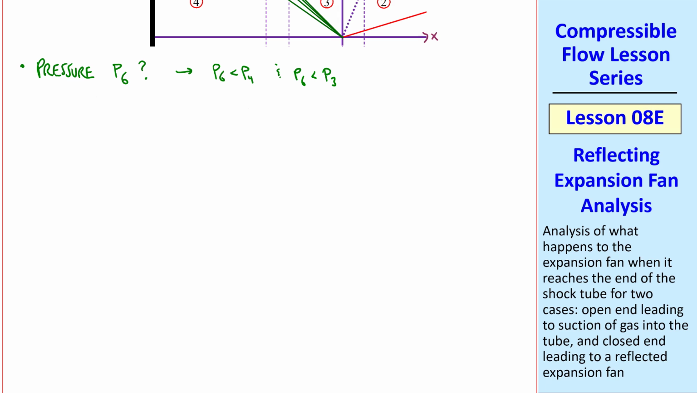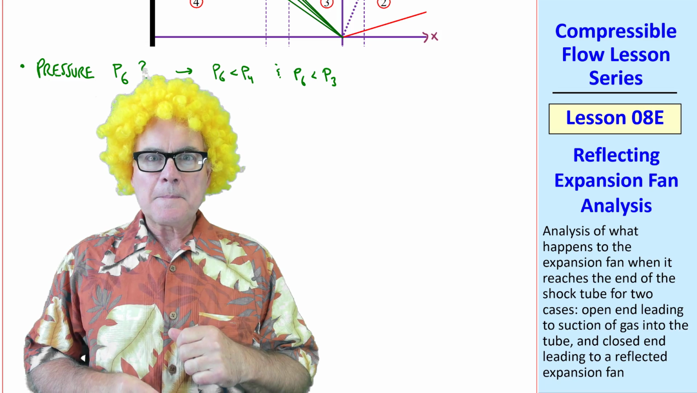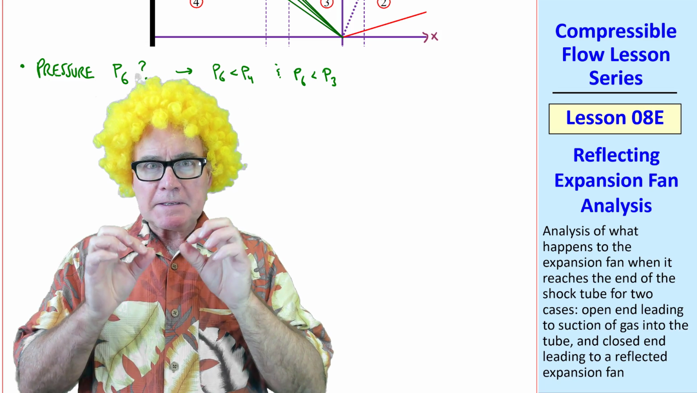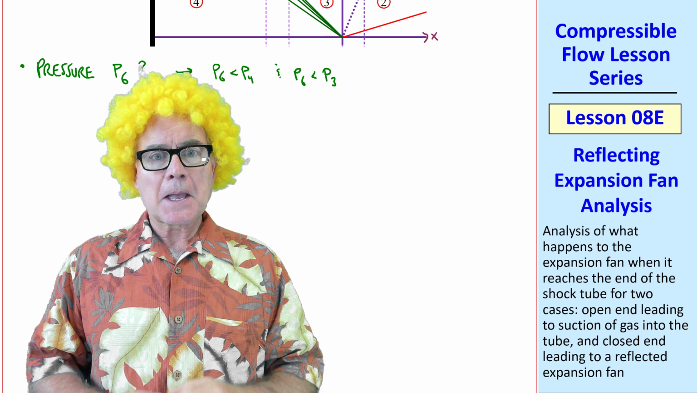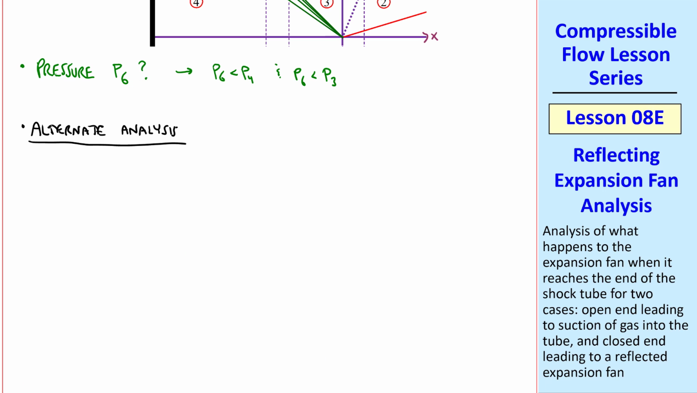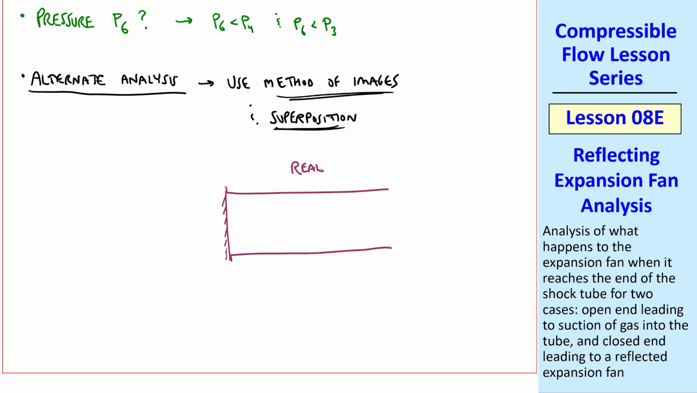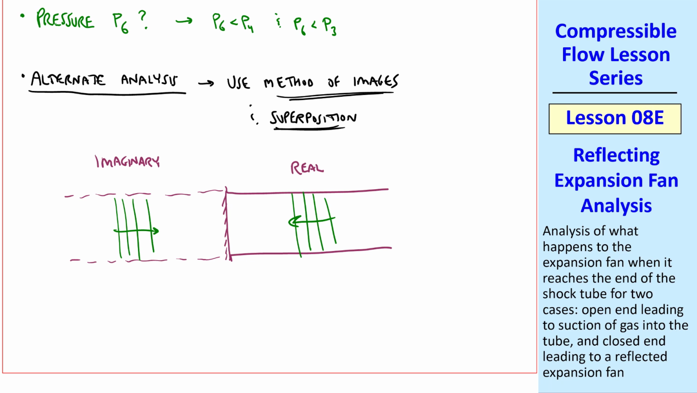Now let me ask the students, does anyone remember a trick that I used when we studied potential flow to simulate a wall? I recall that we used the method of images and superposition. Right, Boris, and we can do a similar thing here. So here's an alternate analysis. We'll use the method of images and superposition, just like we did with potential flow. Namely, this is the real pipe with the expansion fan approaching the wall, and we add an imaginary part with an equal but opposite expansion fan moving the opposite direction. When these waves hit each other, because of symmetry, we can think of this as a wall.